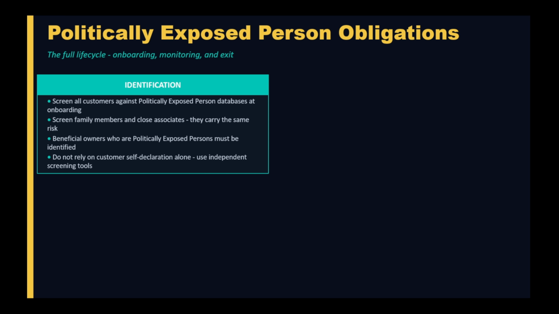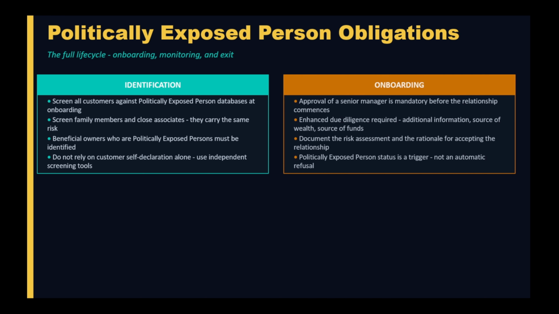Do not rely on customers' self-declarations alone. Customers are not always forthcoming about their political connections, and some may not even realize that a family member's role creates a risk for them. Independent screening tools must be used. The second one is onboarding. Before you commence a relationship with a PEP, senior management approval is mandatory. This is not a formality.